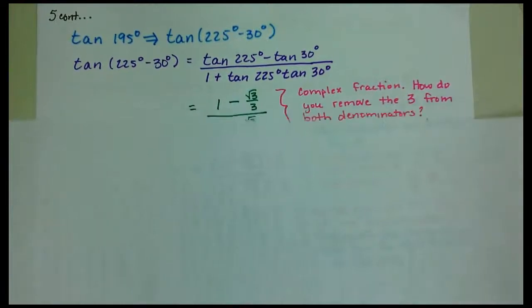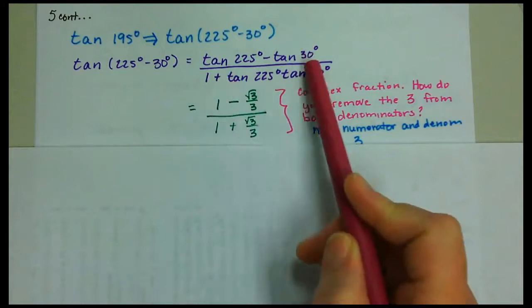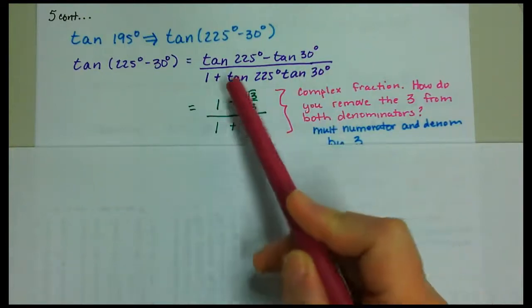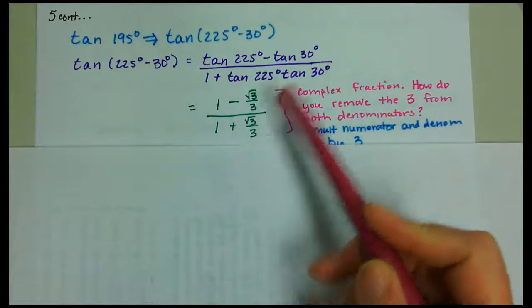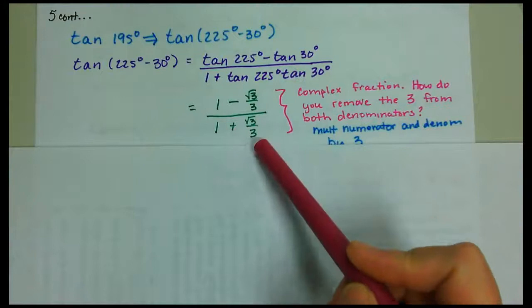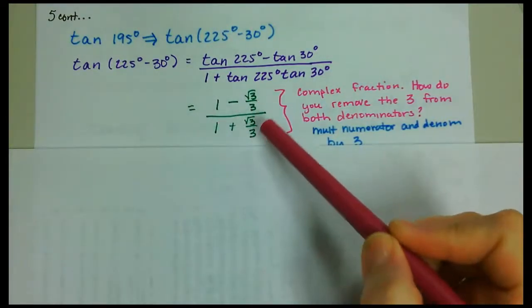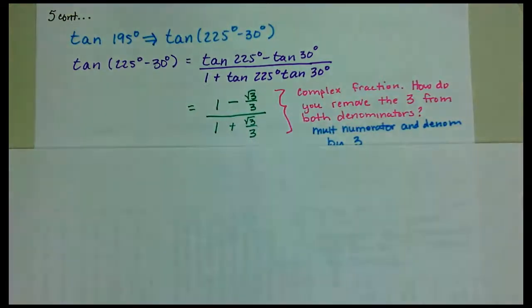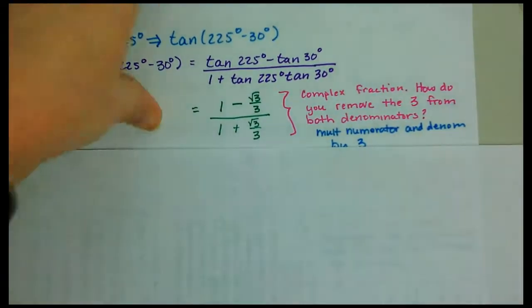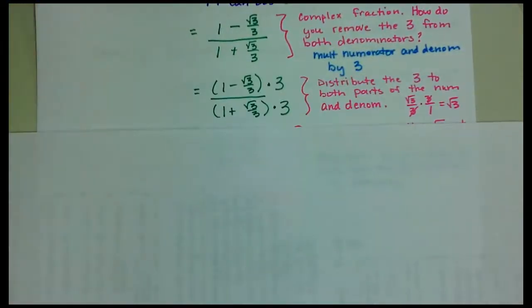So basically, when we plug in our values, tangent of 225 is 1, tangent of 30 degrees is root 3 over 3, tangent of 225 is 1, and tangent of 30 degrees is root 3 over 3. So putting these two fractions together, we get to here. So we have a complex fraction here. So when you do a complex fraction, how do you remove that 3 out of the denominator up here and the denominator down here? You do that by multiplying the top and the bottom of the fraction by 3. So it looks like that.